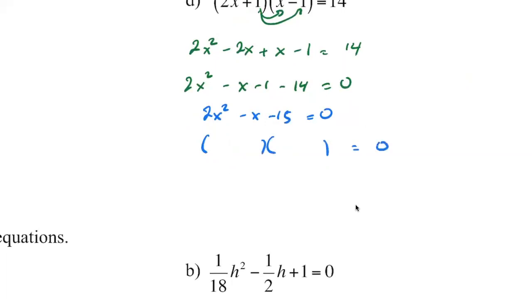So 2x squared, I can split that into 2x and x. Negative 15, I can do 5 and 3, 3 and 5, 15 and 1. What do you guys suggest as far as the two factors go here and here to make this work?